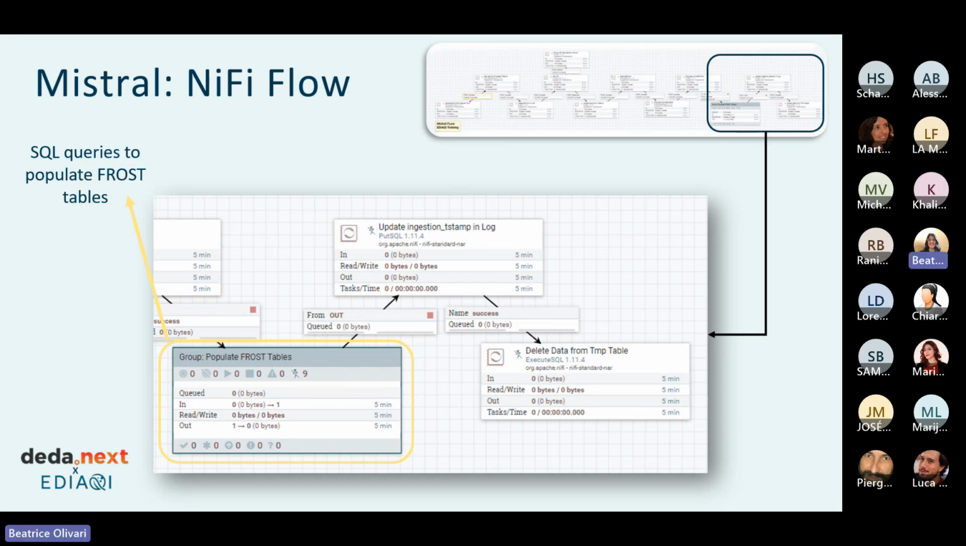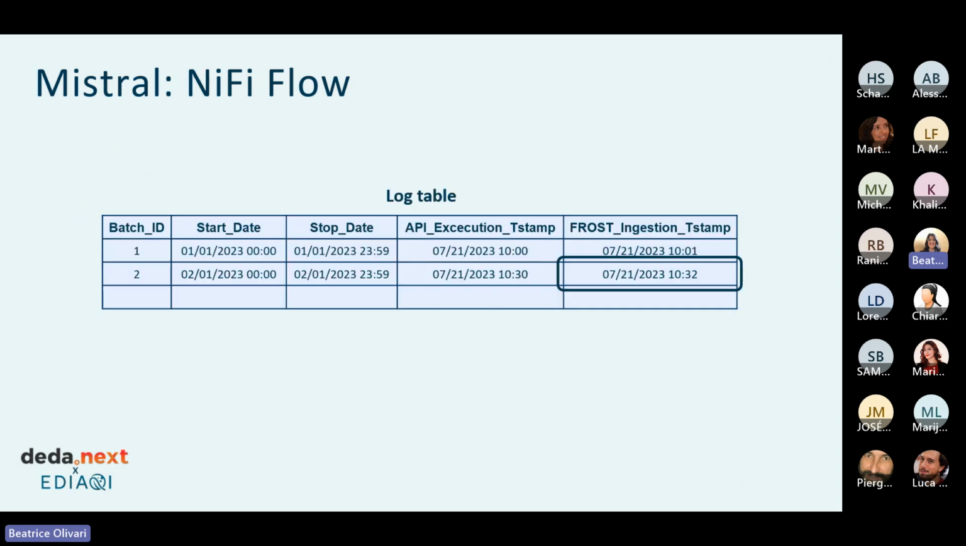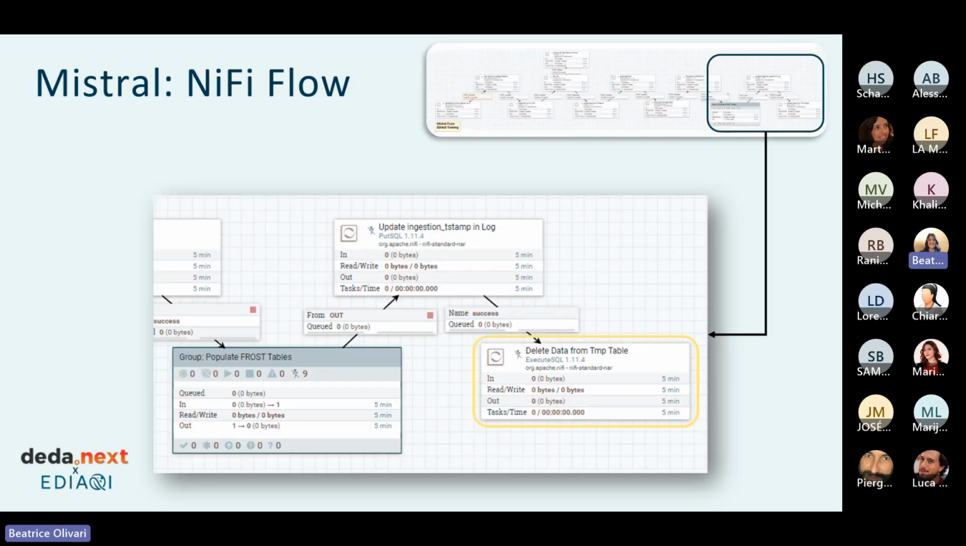And here you see that this processor is a bit bigger and grayer, and this is because it's actually a group. So I grouped different processors, which is a thing that you can do in NiFi. Okay, so if everything goes well, then we go to the log table and we put the ingestion timestamp, so we know that everything went well and there was no error. And finally, we can delete data from the temporary table so that our database is clean and it only contains the data that we need.